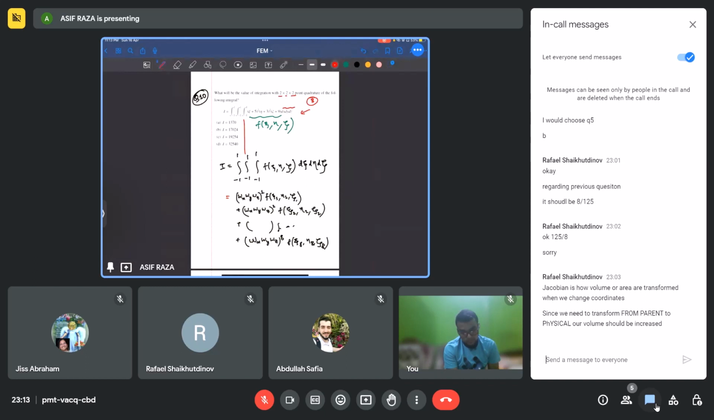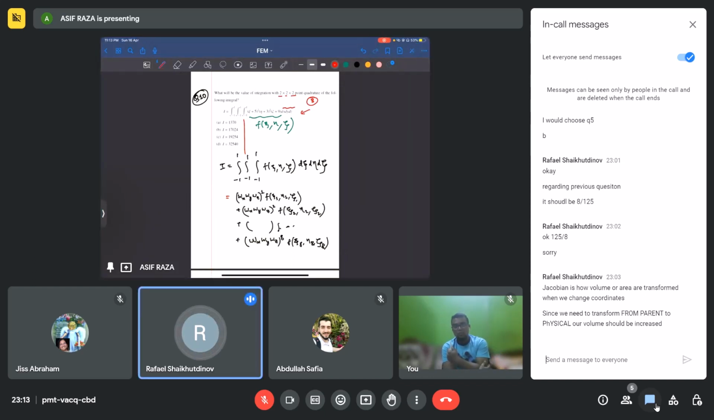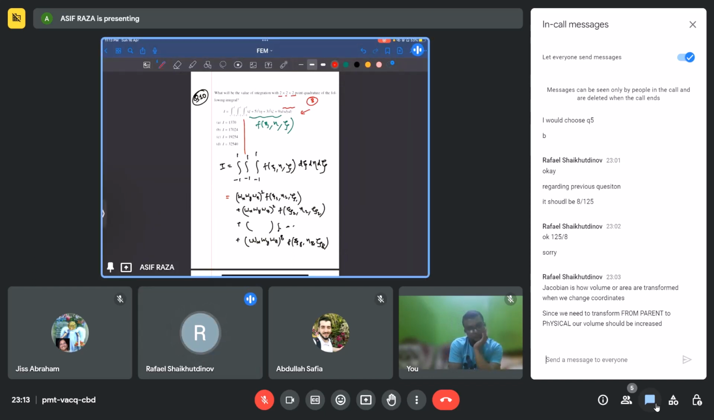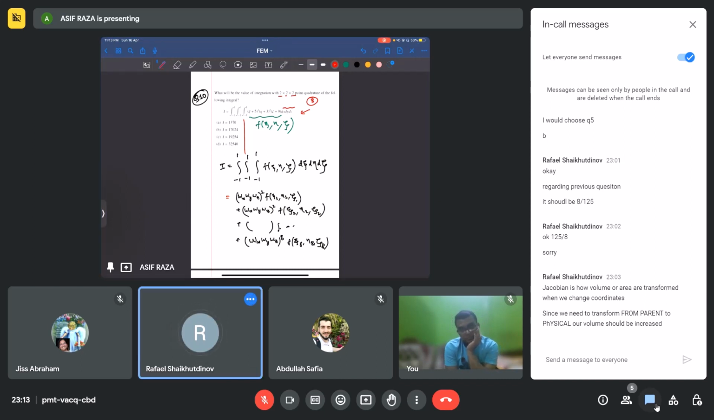Could you please provide us with the correct table? Googling, we need to see a table with these points and with weights.